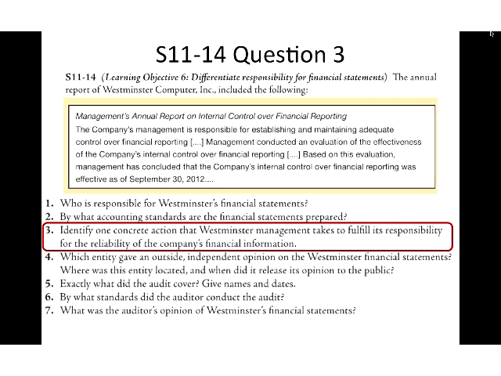Now this one: identify one concrete action that management takes to fulfill its responsibility for the reliability of the company's financial position. I'm not sure I love this question, but to get the answer, you look up in the management annual report, and it says the company's management is responsible for, and the answer I've highlighted is, establishing and maintaining adequate control over financial reporting. That answer will work for your homework. That's what they're looking for. Again, I'm not so excited about that particular question, but the rest of these are good.